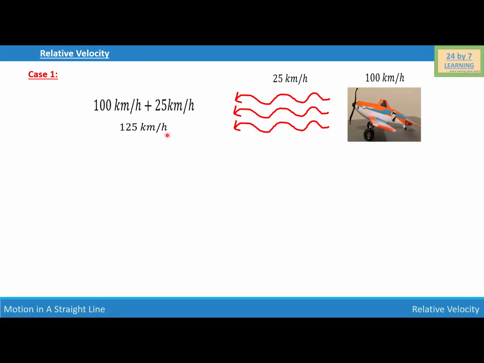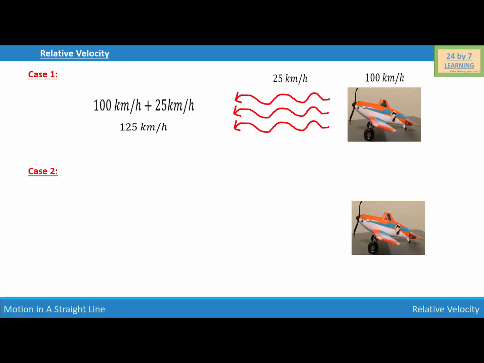So it simply means that when the aircraft is moving in the same direction as the wind is moving, to find the resultant velocity, we will add both the two velocities. So in this case, 100 plus 25 is 125 km per hour. Now let's consider the second case.